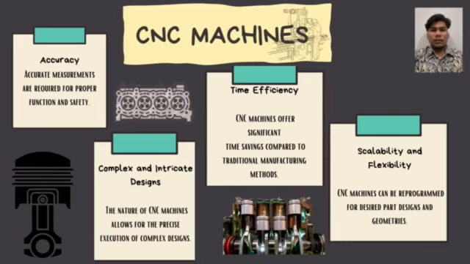Third, time efficiency. A CNC machine offers significant time savings compared to traditional manufacturing methods because the program is placed in the machine control computer. And the last, stability and flexibility. A CNC machine can be programmed for the desired part and geometry.